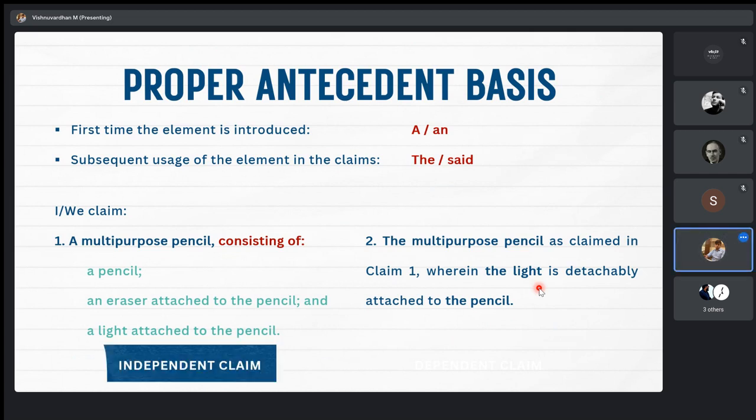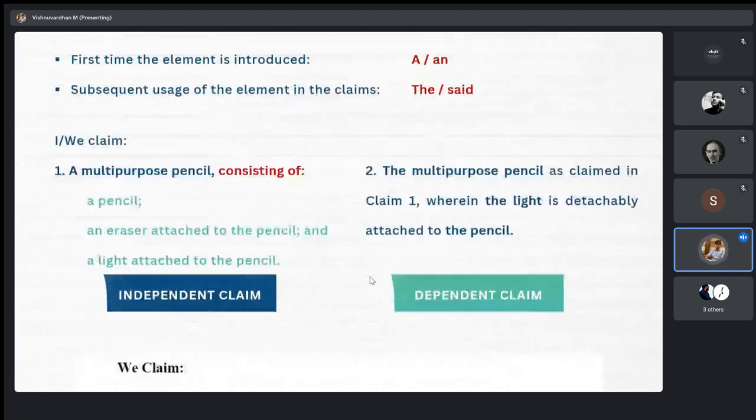So moving on. Like I already told you guys, this would be an independent claim. This would be a dependent claim, because here I'm introducing a new element, and here I'm referring to the older claim. So the multi-purpose pencil as claimed in claim 1. So this is the basics of claim drafting. We'll see how it has been drafted in the present application.